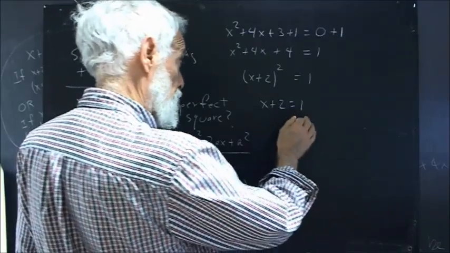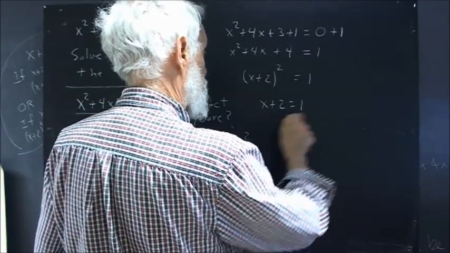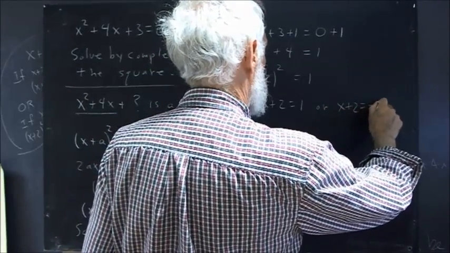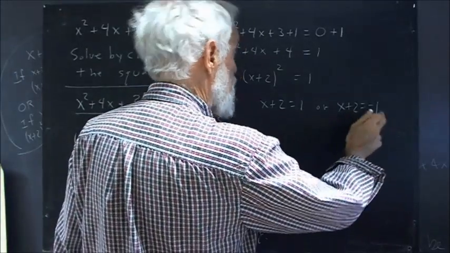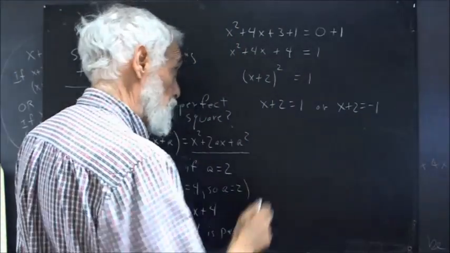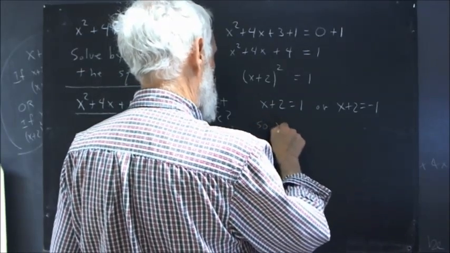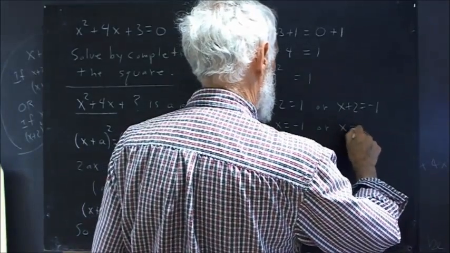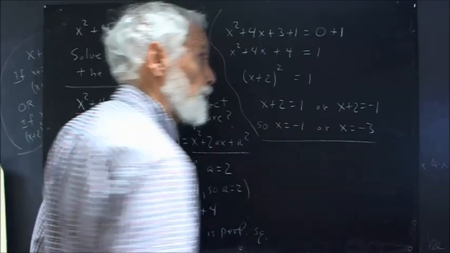So we get x plus 2 equals 1. Obviously, if x plus 2 equals 1, then x plus 2 squared equals 1. Or x plus 2 equals negative 1, because, again, if x plus 2 is negative 1, then we have negative 1 squared, and that's 1. So x equals negative 1, or x equals negative 3, and there are our solutions.